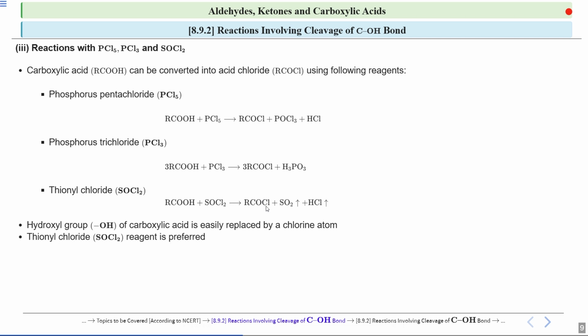Now, as I told you, among the reagents which we have discussed, thionyl chloride is often preferred. The reason is its gaseous byproducts, which are SO2 and HCl. This makes the purification of acid chloride much easier. So we discussed how carboxylic acids can be converted into acid chlorides using PCl5, PCl3 and SOCl2. Each reagent has its own advantage, but thionyl chloride is preferred because of the ease of product purification.